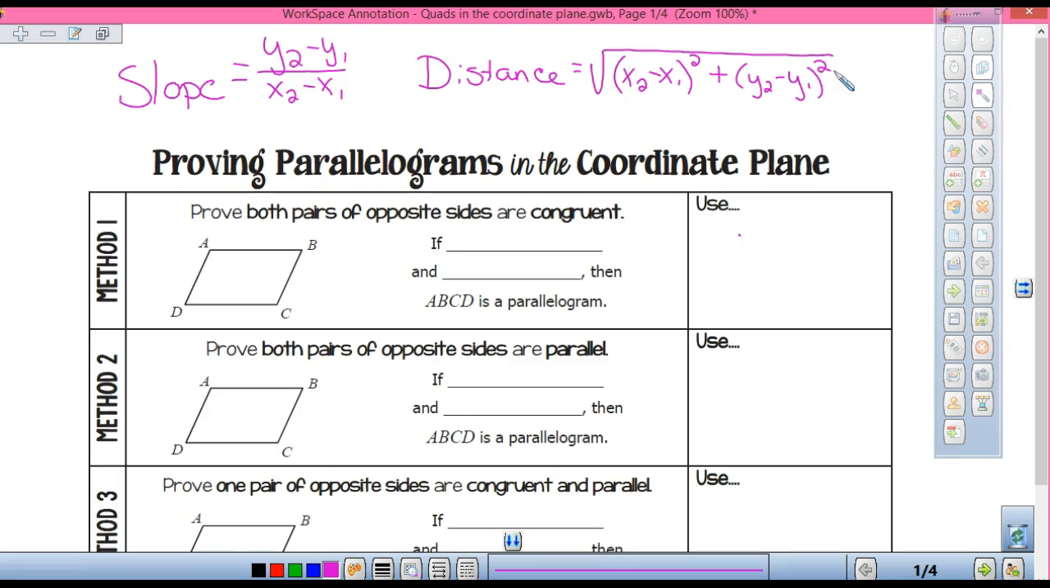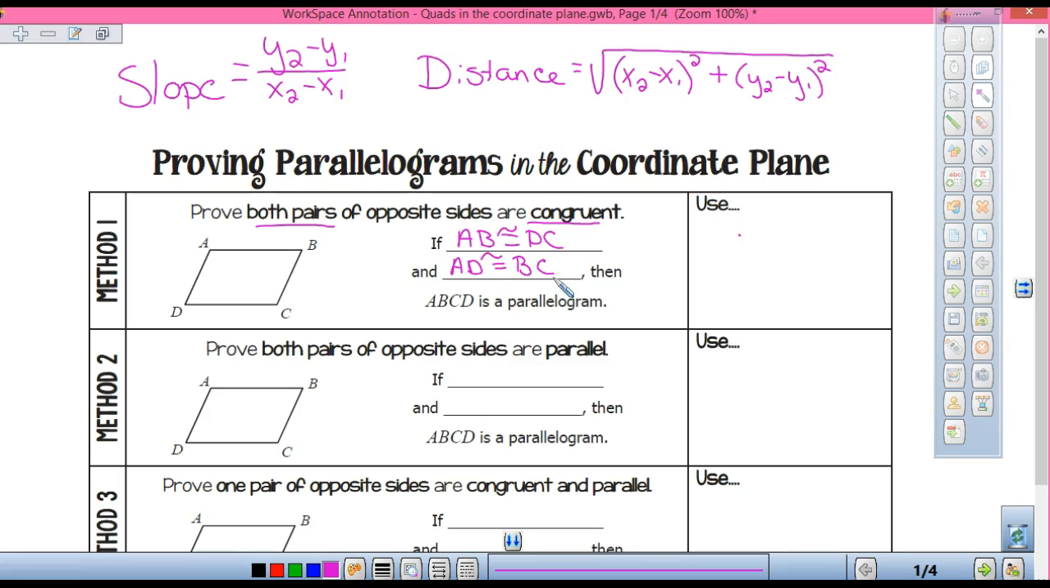Alright, so if both pairs of opposite sides are congruent, it's going to make us a parallelogram. So if AB is congruent to DC, and who else? AB is congruent to BC. Then I've got a parallelogram.